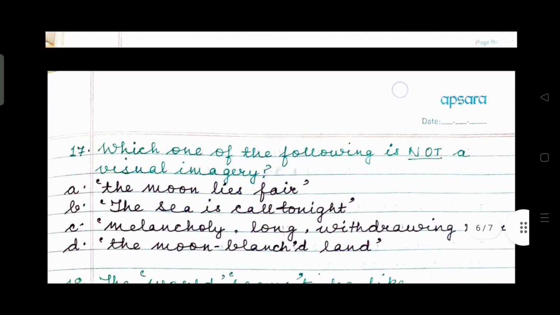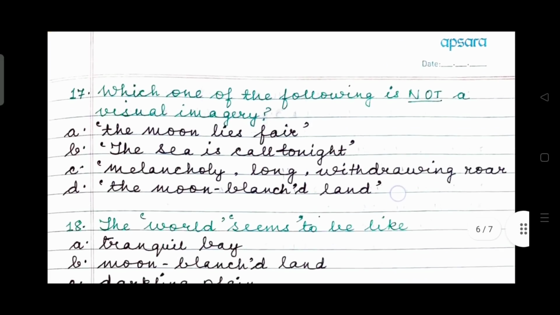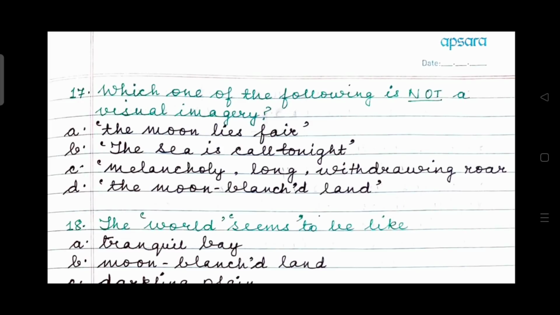Question 17 now. Which one of the following is not a visual imagery? The moon lies fair, the sea is calm tonight, melancholy long withdrawing roar, the moon branched land. Again, very easy, simple. It's option C, not a visual imagery. Option C is the right answer, melancholy long withdrawing roar.